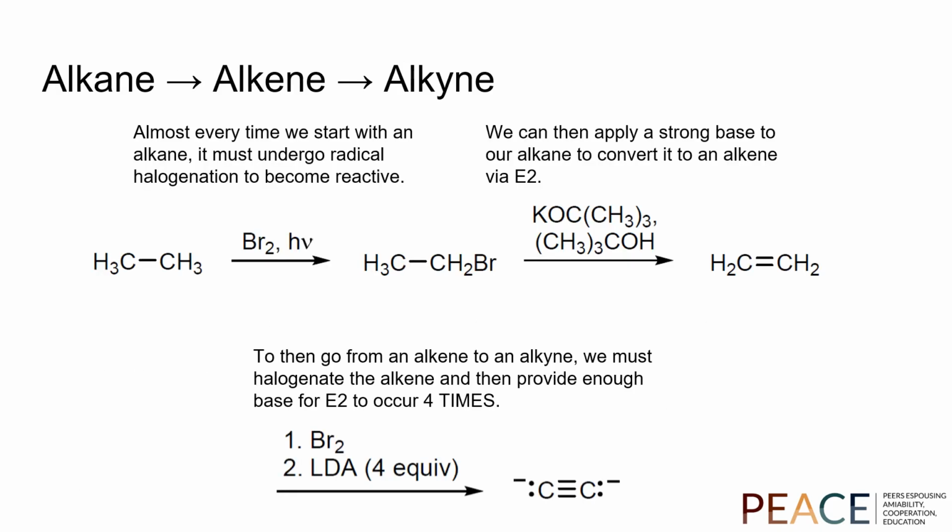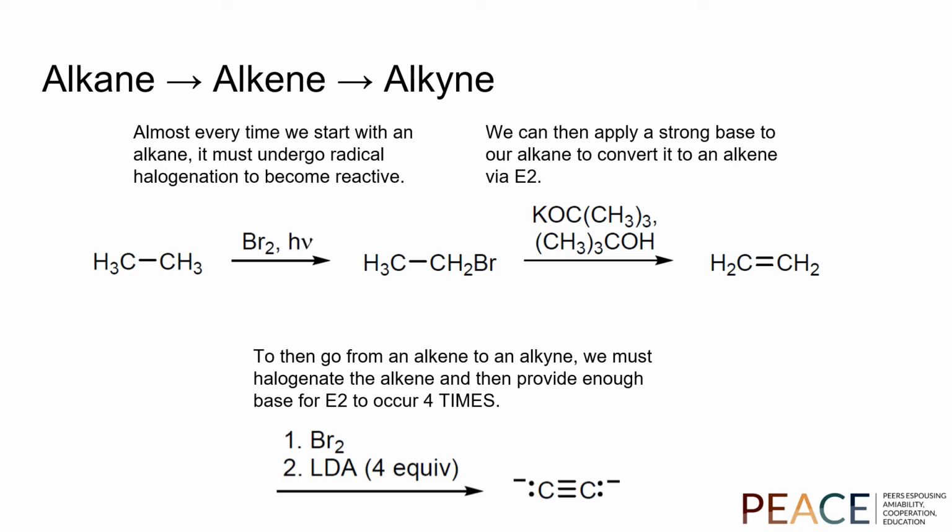Alright, so as we go from an alkane to an alkene and then eventually to an alkyne, we want to start with a process called radical halogenation to make our starting hydrocarbon reactive. In this case, you can use any halogen, but we'll use Br2 and light to add a bromine to one of our carbons. That will set us up for the second step, in which we can add a strong base to force an E2 reaction and produce our alkene.